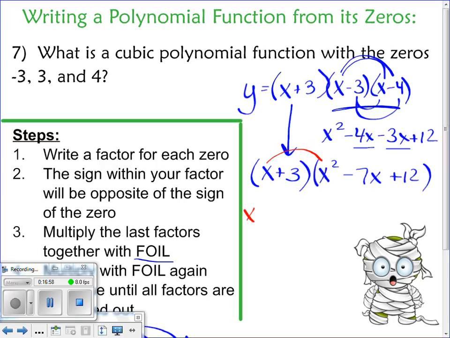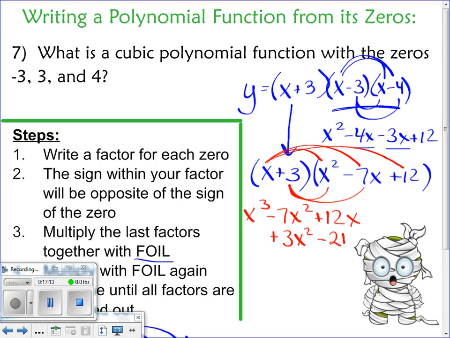So we get x cubed minus 7x squared plus 12x plus 3x squared. These are tedious more than anything else. Minus 21x plus 36. So y equals x cubed minus 4x squared minus 9x plus 36.